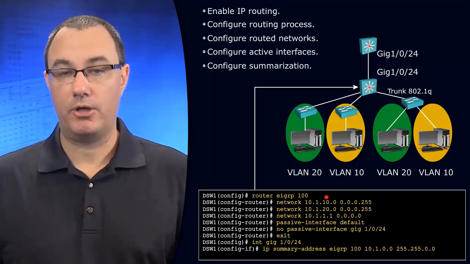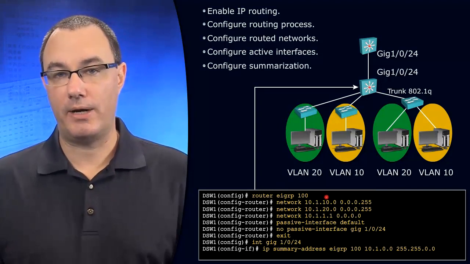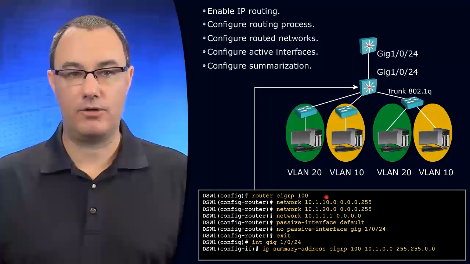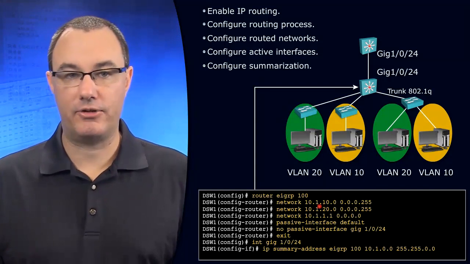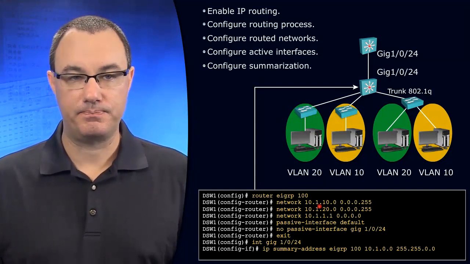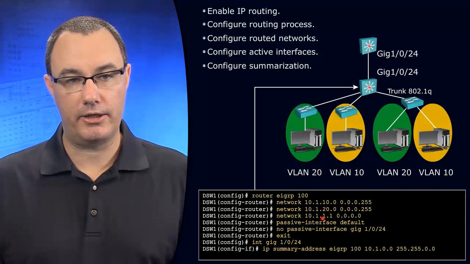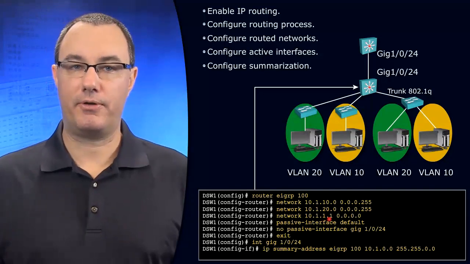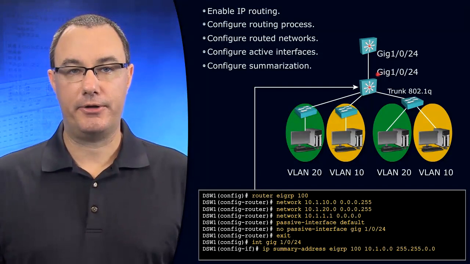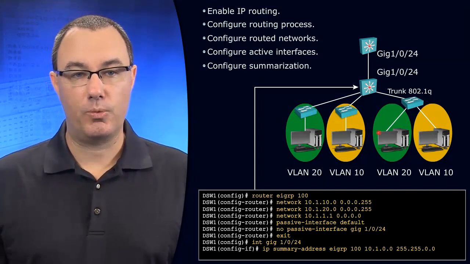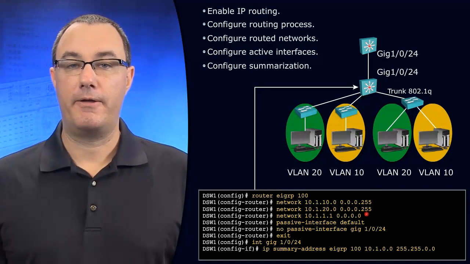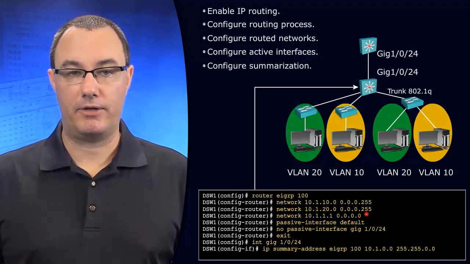And by running it, we'll advertise the connected route of that interface. And then we have VLAN 20. We'll advertise the connected route of that interface. 10.1.1.1 looks a little bit different. That's this interface right here. That's the interface that's going to the core, going beyond. And their wildcard mask of all zeros just means one IP address.